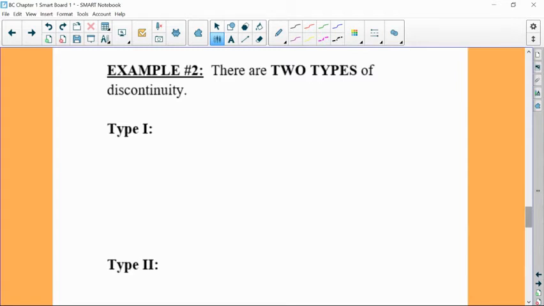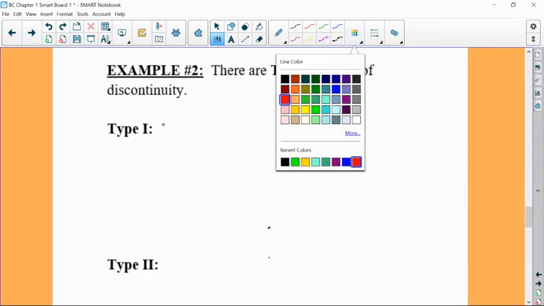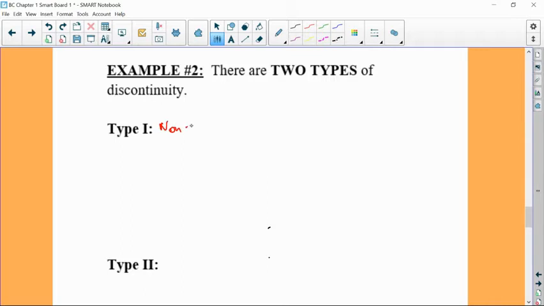The first type of discontinuity is called non-removable. You don't have to memorize that this is type 1, non-removable. Okay, so a non-removable discontinuity. So one example of a non-removable discontinuity is a jump.